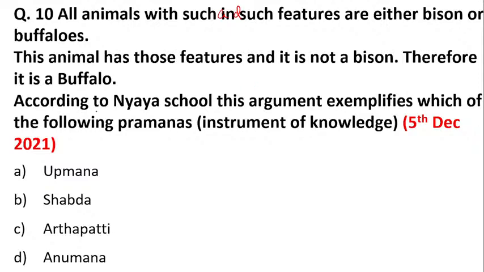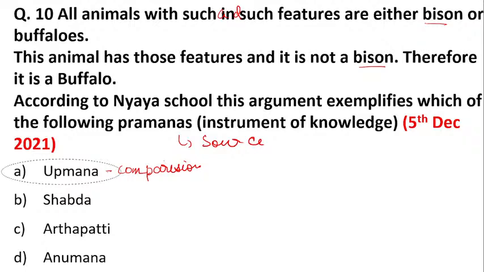So here you remember the pramanas we saw yesterday. What is pramana? Pramanas mean sources of knowledge, from which source you are getting knowledge. So upmana means comparison. The English term for upmana is comparison. So I am saying that this animal has this kind of skin and these horns. So we are saying that if an animal has this kind of features, it is either a bison or a buffalo. This animal has those features and it is not a bison, therefore it is a buffalo. So definitely the pramana here is upmana, because we are comparing. Whenever there is comparison being done, then it is upmana.